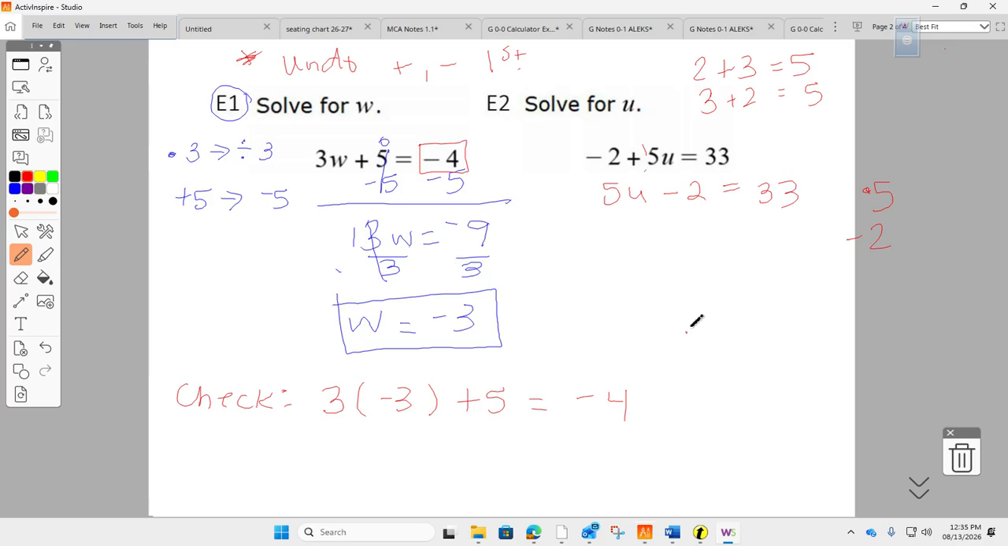All right, so we do the inverse, right? If this is subtracting, the inverse is adding. If this is multiplying, what's the inverse? Kaden? What's the inverse of multiplying by 5? Dividing, that's right. So we're going to add 2 first to both sides. -2 plus 2 simplifies to 0. 5u minus 0 is 5u. 33 plus 2 is 35.